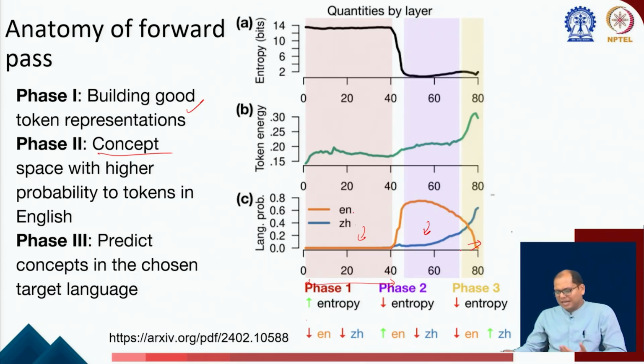Now, they also tried looking at other things like entropy of the distribution, which is very, very high initially up to 40 layers, but then there is a sudden drop, it is like a change of phase, and then you start having a very low entropy of the probability distribution.